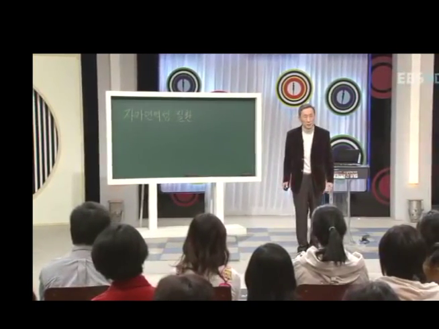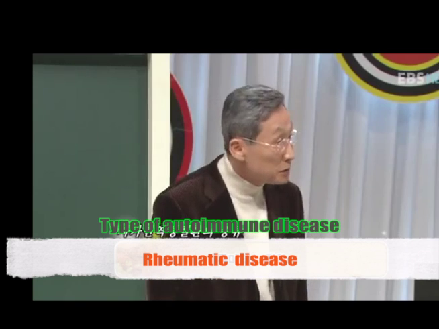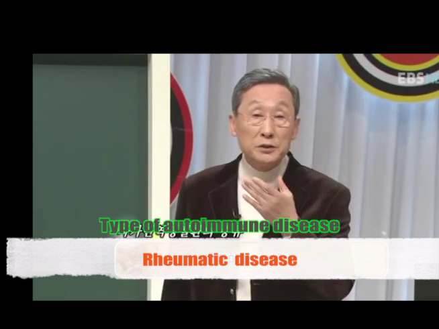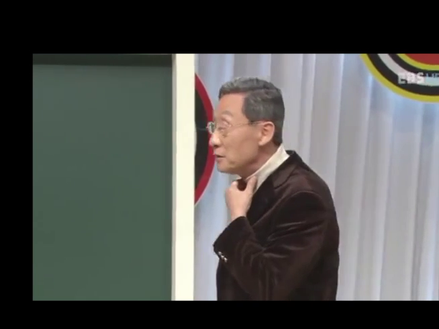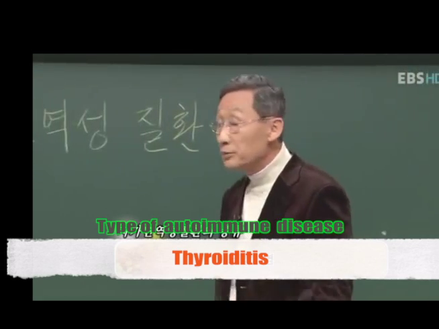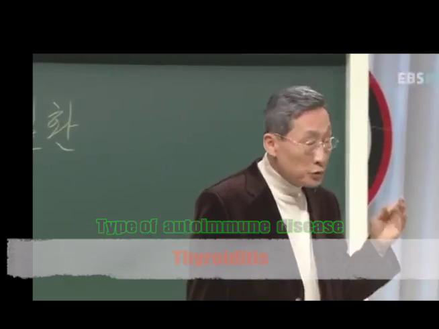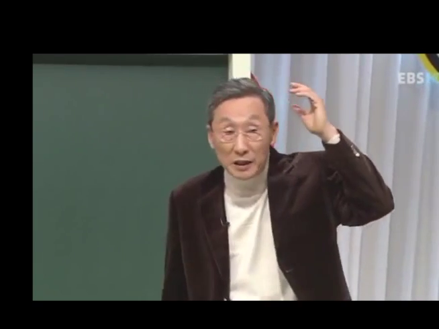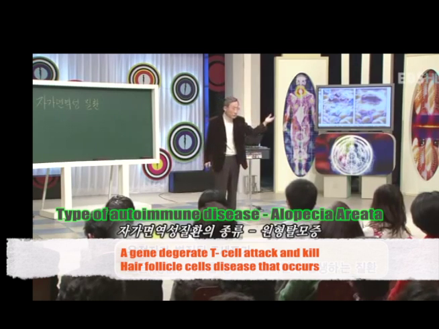What is a common disease among autoimmune diseases, folks? Rheumatoid arthritis. Young women get it a lot. Of course, men get it as well. And what is the next one? Young women get autoimmune diseases. Why do you think? Alopecia areata, the disease that young women get a lot. There are countless diseases. These days, a lot of young women get alopecia areata. So aren't there many young women who wear caps and wigs?